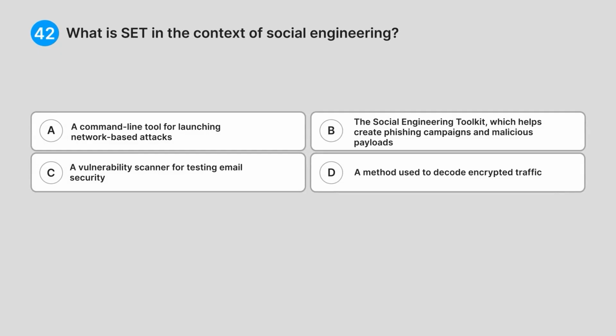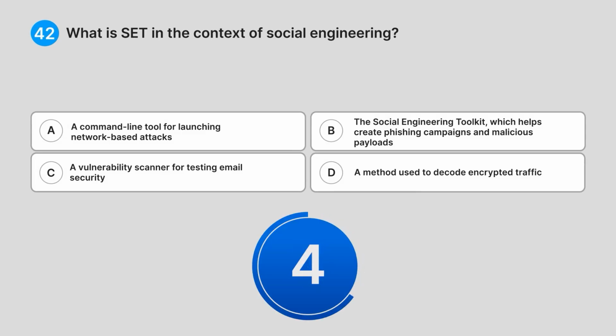42. What is SET in the context of social engineering? A. A command line tool for launching network-based attacks. B. The Social Engineering Toolkit, which helps create phishing campaigns and malicious payloads. C. A vulnerability scanner for testing email security. D. A method used to decode encrypted traffic. Do you know the answer?